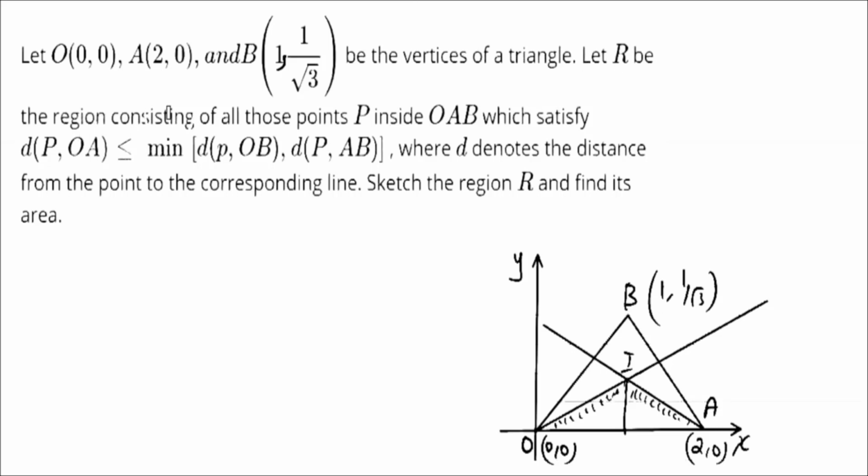Let R be the region consisting of all those points P inside triangle OAB which satisfy d(P, OA) is less than or equal to the minimum of d(P, OB) and d(P, AB), where d denotes the distance from the point to the corresponding line. Sketch the region R and find its area.